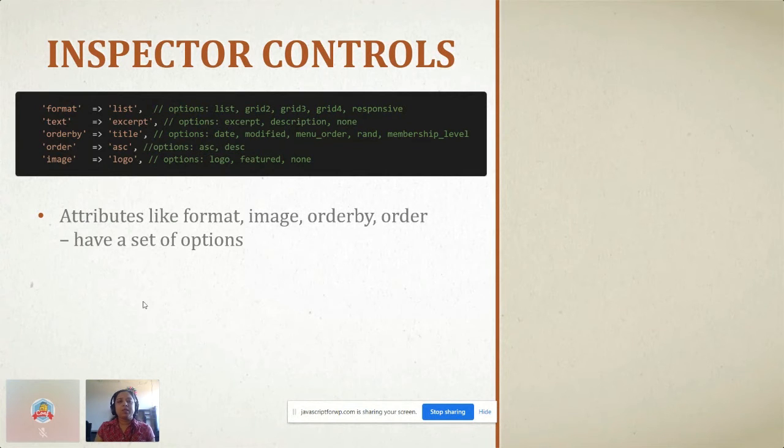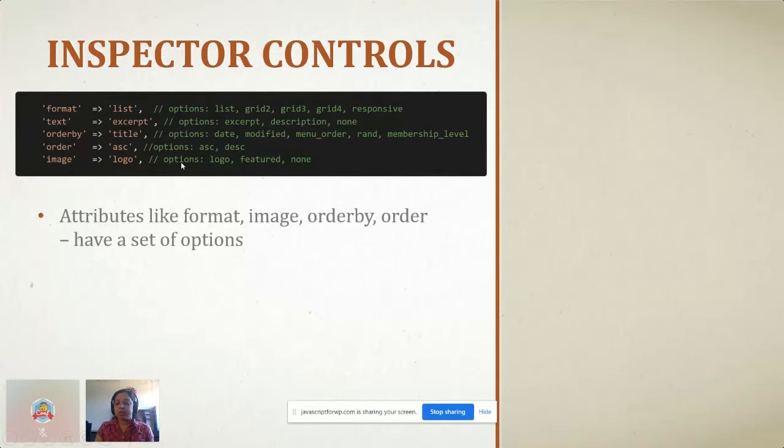So for some of these attributes, like the format, which is the layout of the business directory, or the text, where they could choose to display the excerpt or the description. Again, business is a custom post type, so they could choose to display one of these if they wanted to. And they could order their businesses by date, menu order or title, or display in ascending or descending order. And for the image, they could choose a featured image or a logo, which is again a custom meta field.